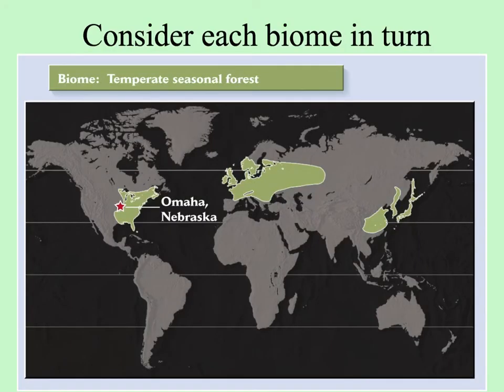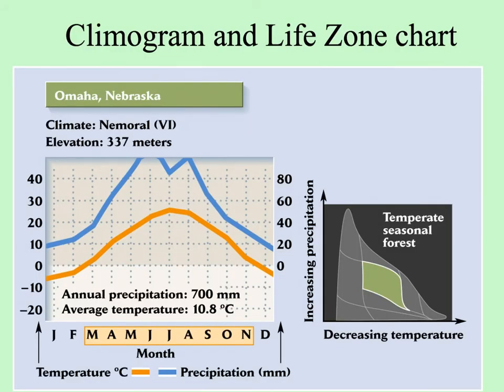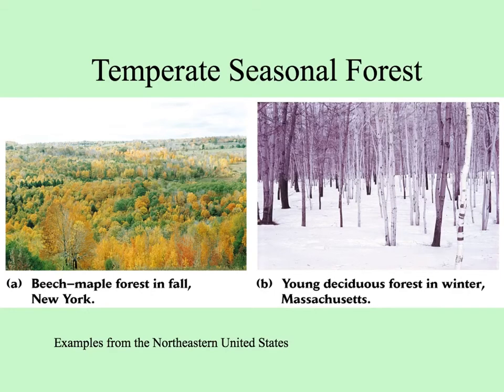I just want to show you a few pictures illustrating some of the biomes. Let's look at the temperate seasonal forest. An example would be in Omaha, Nebraska. And you can see that it's distributed not only in the northeastern part of North America, but Northern Europe and also over by Japan. So in this life zone, the summers are warmer and wetter. The winter months are cooler and drier. You can see that the plants of these forests are adapted to freezing conditions in the winter when they become leafless. And I love the picture on the left. These forests look beautiful in the fall when the leaves change colors.